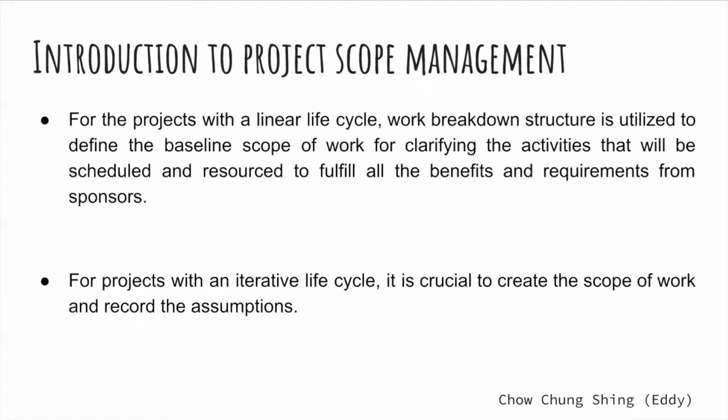For projects with a linear life cycle, a work breakdown structure is used to define the baseline scope of work, clarifying the activities that will be scheduled and resourced to fulfill all the benefits and requirements from sponsors. For projects with an iterative life cycle, it is also crucial to create the scope of work and record the assumptions. The difference from a linear life cycle is that the vital requirements are prioritized in user stories and all are translated into a target scope of work to be completed within a fixed time window with defined resources.